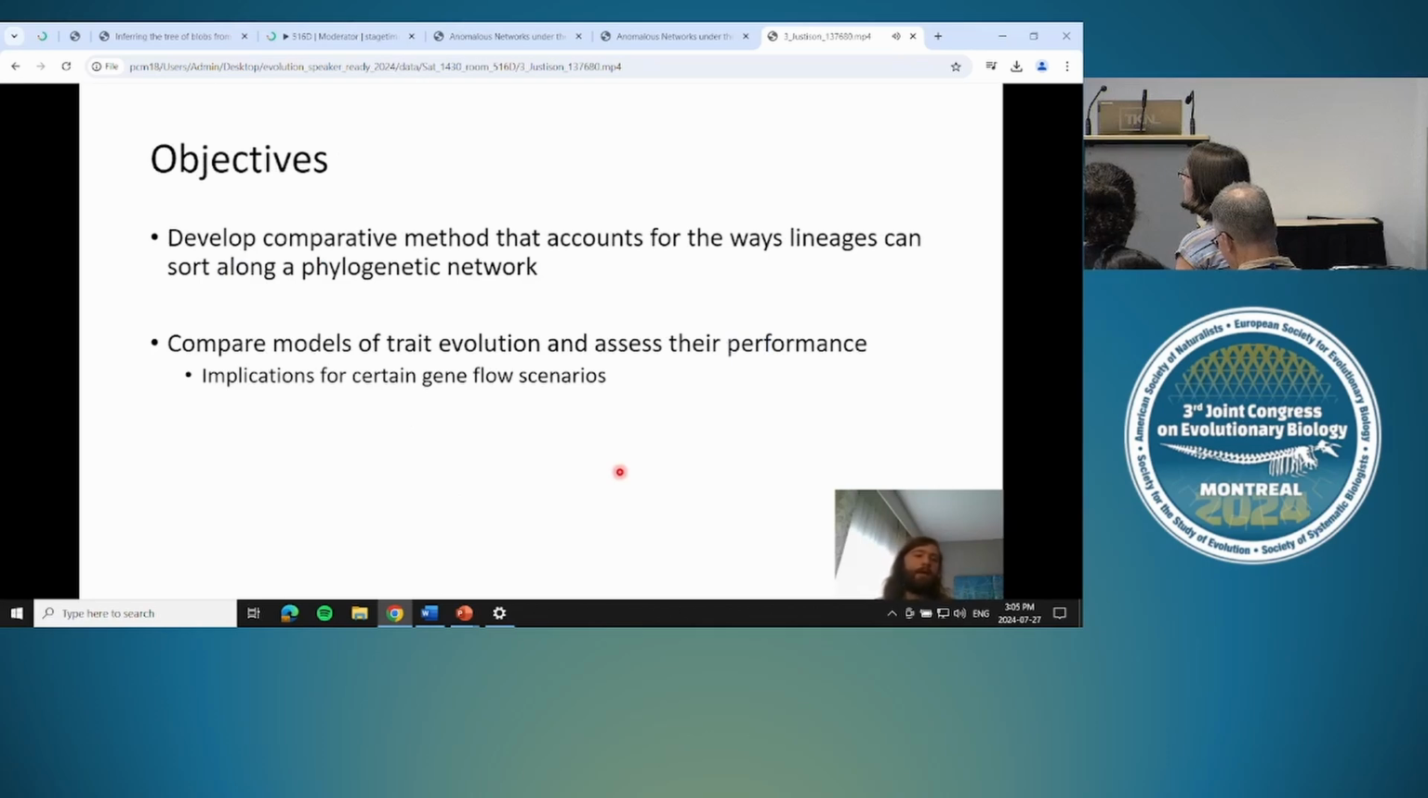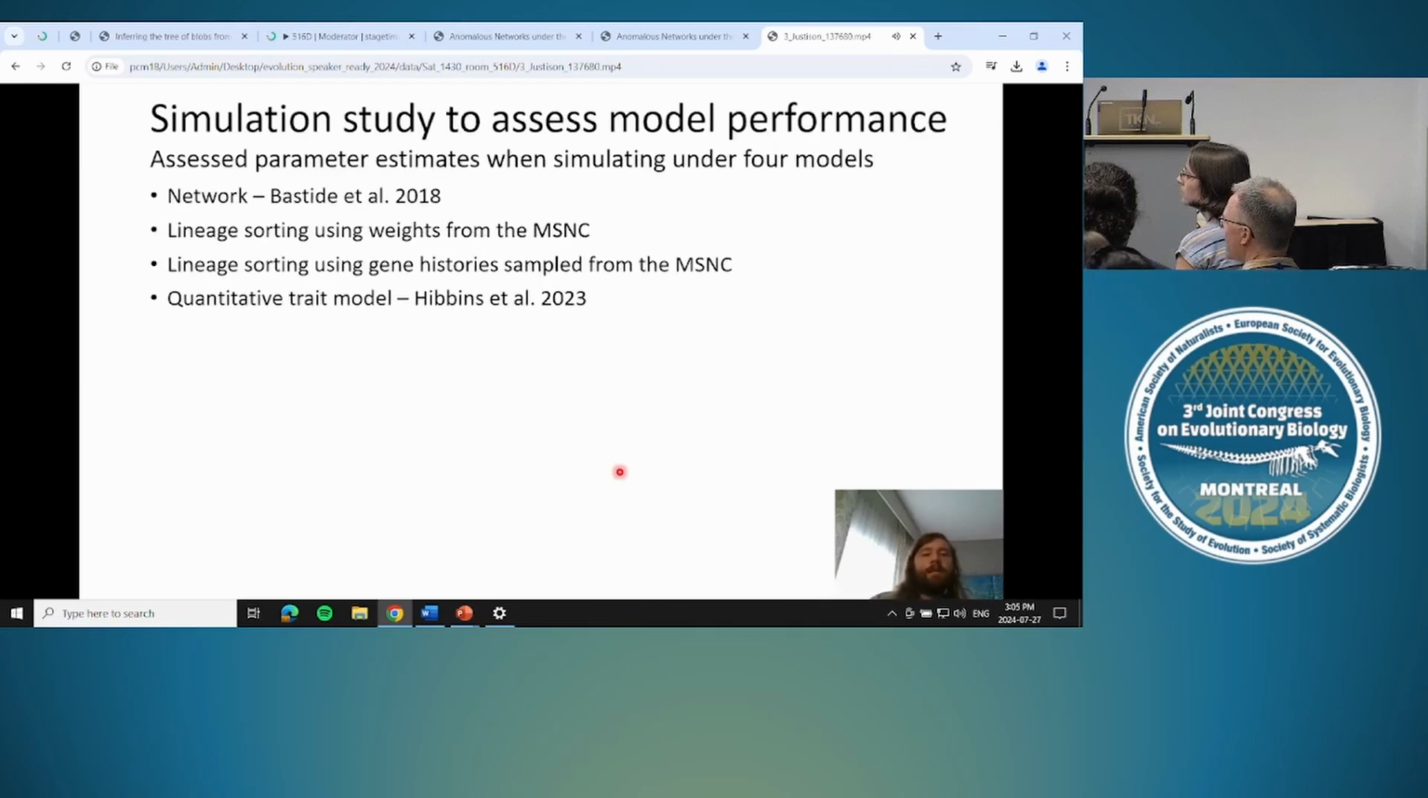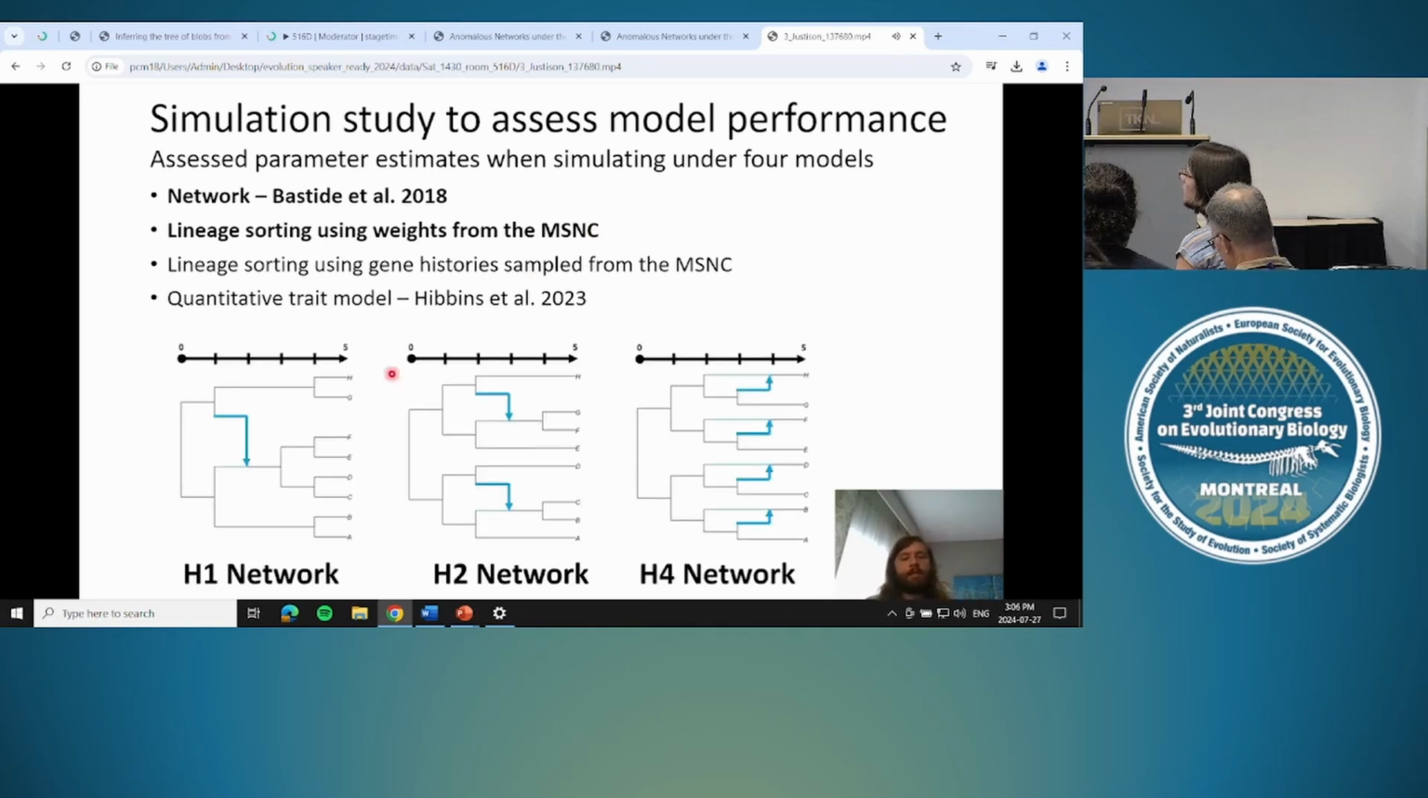And so we have this model, and now what we're going to do is compare it to other trait evolution models and assess the performance. So what we did is we conducted a simulation study to assess model performance, where we used a variety of simulation conditions. I'm only going to be talking to you today about two, when we simulated under the network model, the Bastide model, and then under our lineage sorting model using weights from the multi-species network coalescent. And we did this under a variety of topologies. I'm primarily only going to be talking to you about this H1 network here, which has one reticulation event.